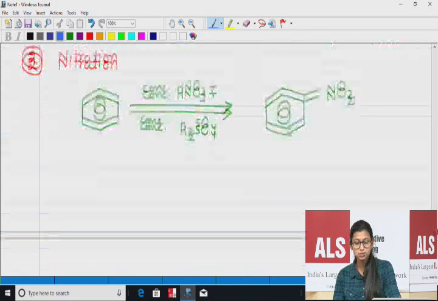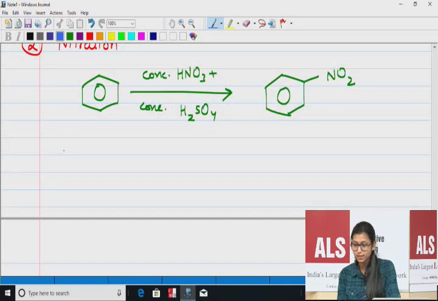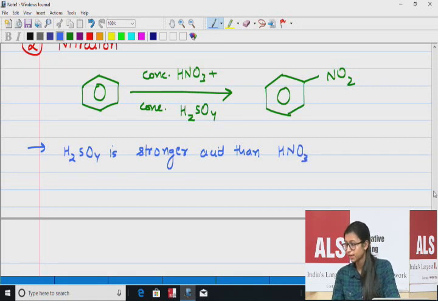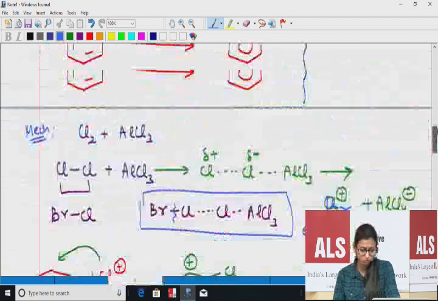And regarding this one, see, H2SO4 is a stronger acid. First of all, I'm writing H2SO4 is a stronger acid. Then HNO3, okay? And how the double bond is created again after H is eliminated. See, I have told you.